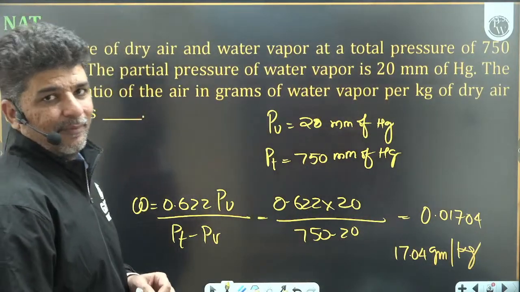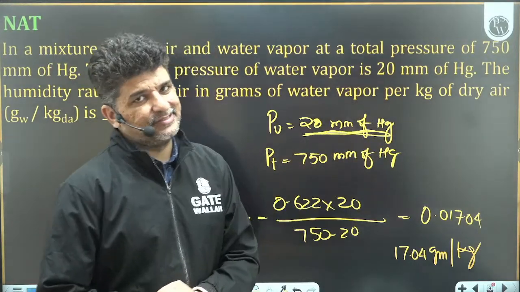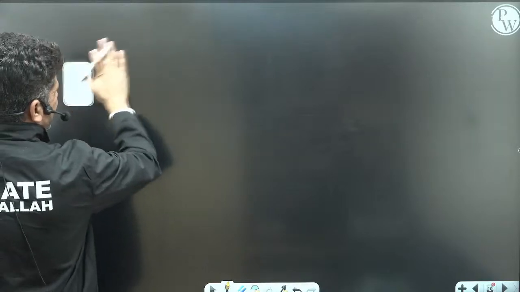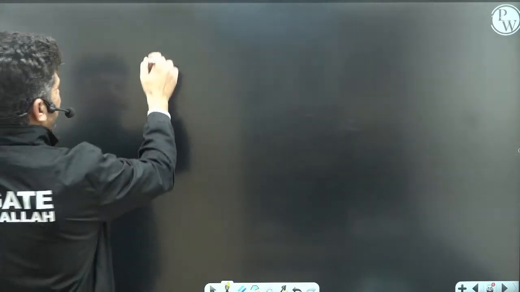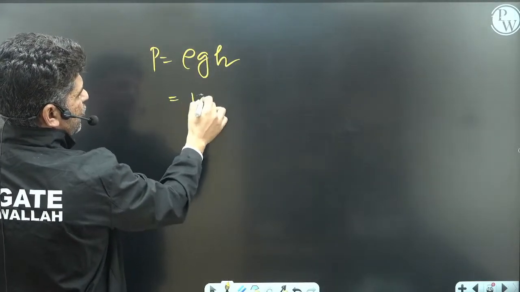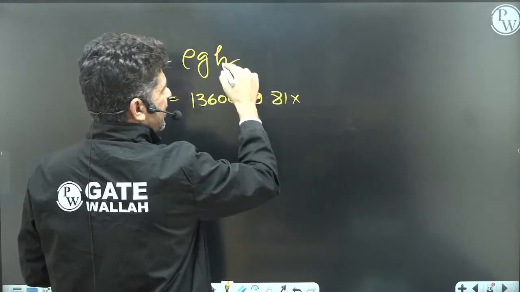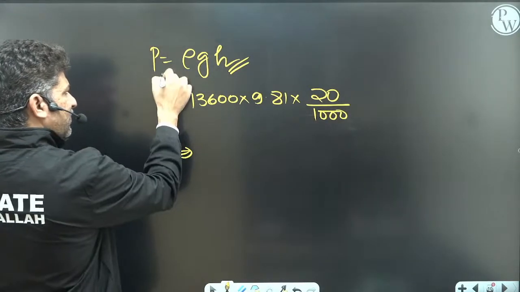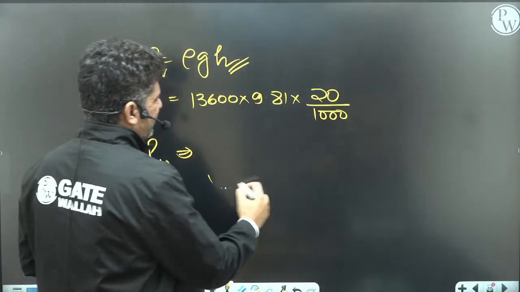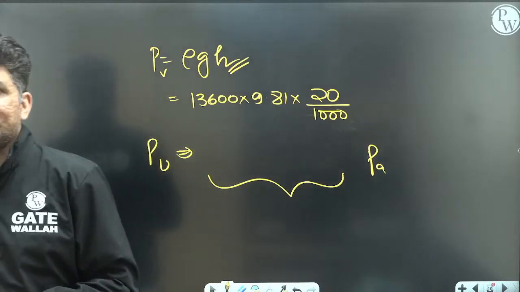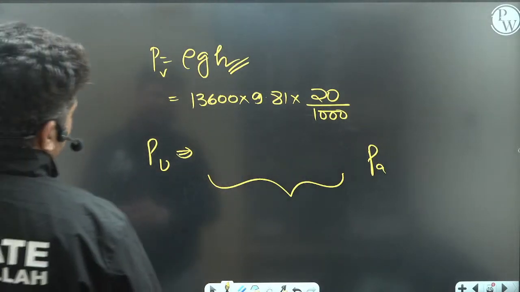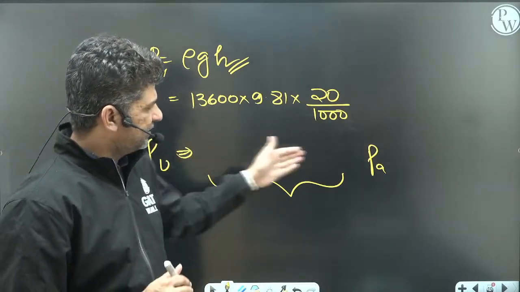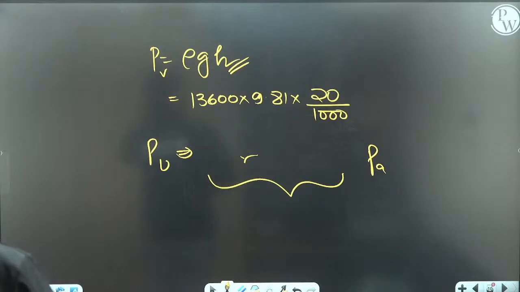So this is straight away. But those of you who might have tried to calculate what this pressure is, I hope you know how to calculate mm of Hg. Pressure is written as rho into g into h. So rho is 13,600 multiplied by g is 9.81 multiplied by h is 20 mm, so 20 divided by 1000. If you do this, you will get the PV, which will come out in Pascal, Newton per meter square. In case he had given you 20 mm of Hg and, instead of 750, 100 kPa or 1 bar, then you can convert it like this. Is it clear?